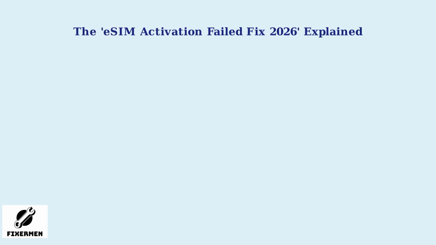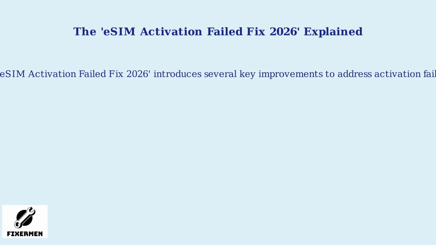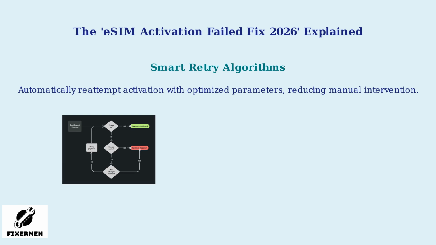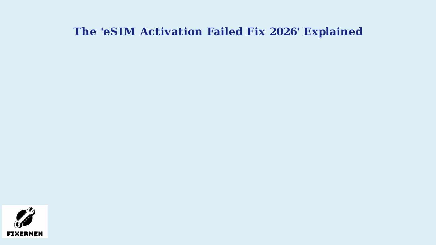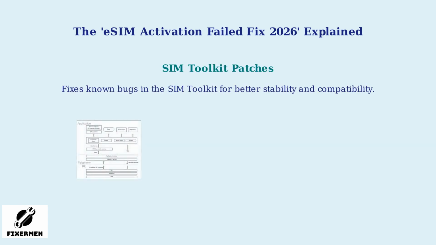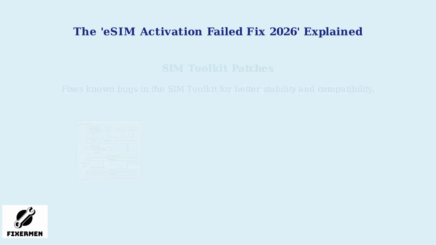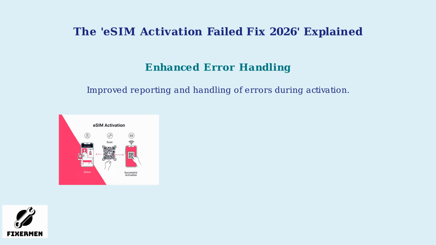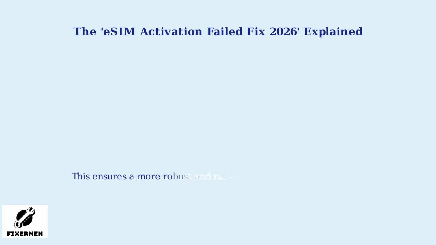The eSIM Activation Failed Fix 2026 introduces several key improvements to make eSIM activation more reliable. It features smart retry algorithms that automatically reattempt activation with optimized parameters, minimizing the need for user intervention. The update also includes patches for known bugs in the SIM toolkit, enhancing stability and compatibility with T-Mobile's network. Additionally, it improves error handling and reporting, providing clearer feedback during the activation process. Overall, these improvements ensure a more robust and reliable activation process for T-Mobile eSIM users.